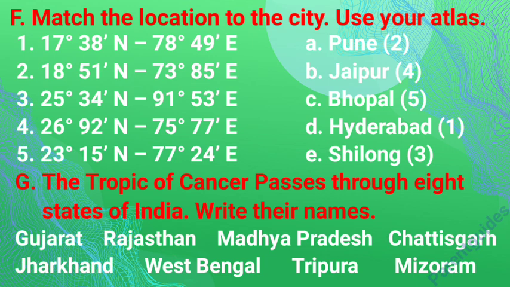G. The Tropic of Cancer passes through 8 states of India. Write their names. The Indian states the Tropic of Cancer passes through are Gujarat, Rajasthan, Madhya Pradesh, Chhattisgarh, Jharkhand, West Bengal, Tripura, Mizoram.